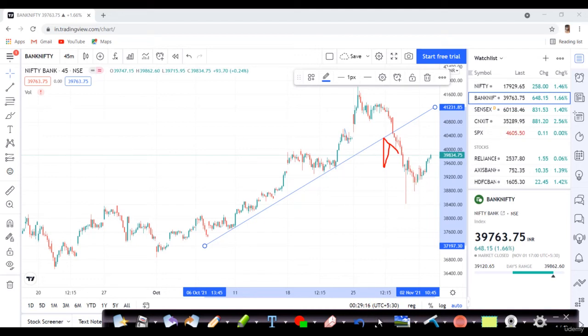So what is my analysis? If my analysis says the market has already moved a lot and I need to take a short position at the downside, then I will wait for the trend line breakout and only then will I make an entry. Other than that, I will not make an entry.